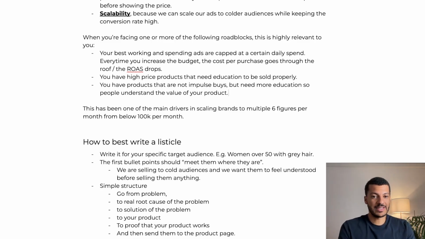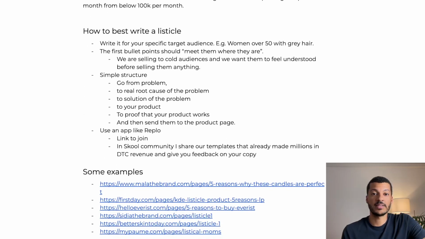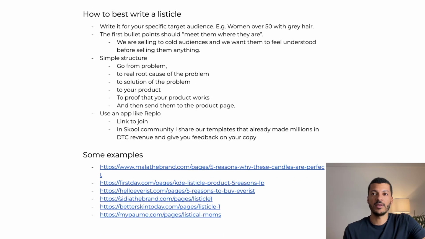Just for reference, this has been one of the main drivers in scaling brands to multiple six figures per month, from below 100K per month within a couple of months, right? In our portfolio, we have around 20 brands now making between 2.5 and 3 million a month. And this is actually one of the main drivers that helps brands scale beyond this 100K or 50K per month mark, right? Because at some point when you really want to scale, you're getting to that point.